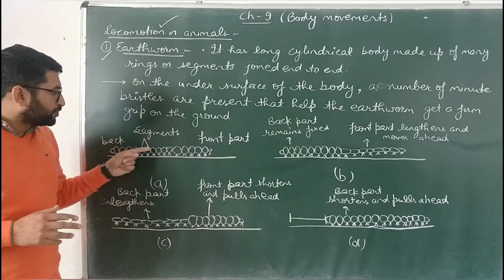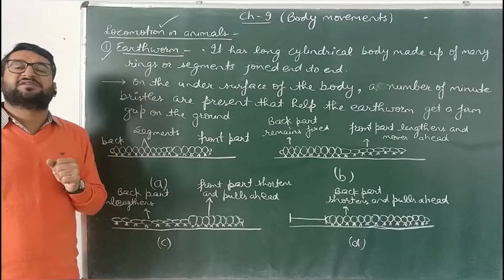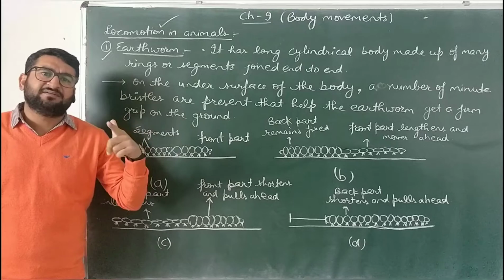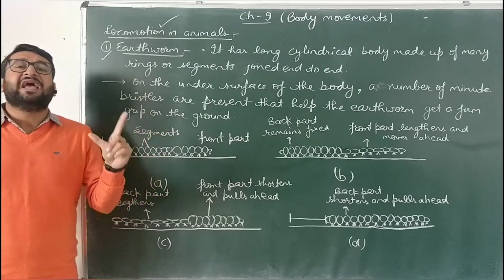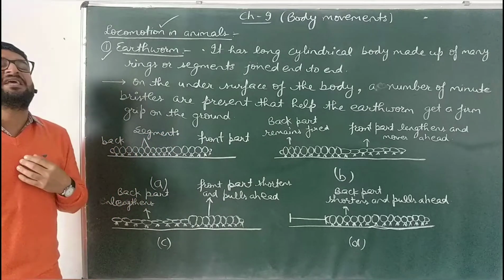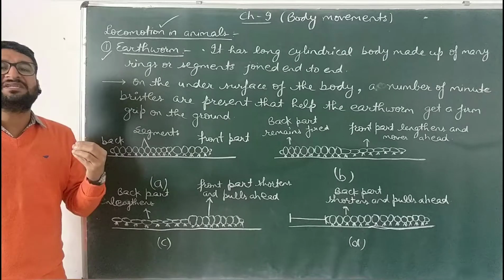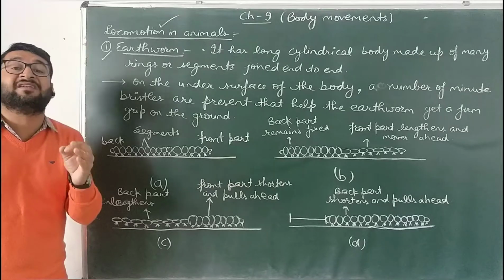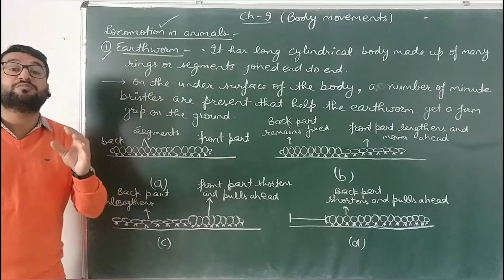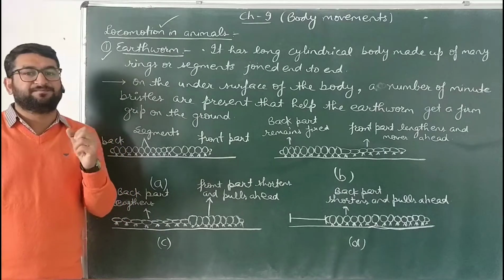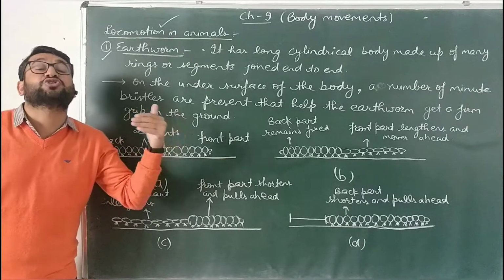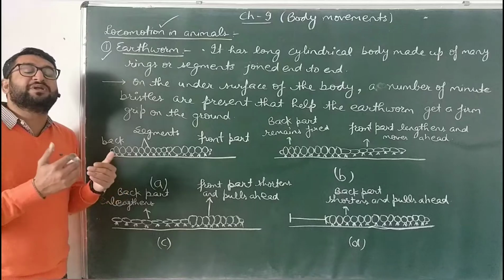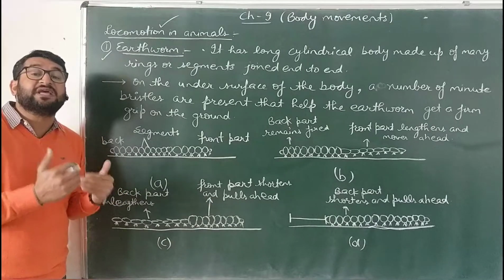There are 2 kinds of skeletal system: one is endoskeleton, another one is exoskeleton. We'll discuss that after the movement in earthworm. Endo means internal. The skeletal system which is present inside the body of an organism is known as endoskeleton. Endoskeleton forms the framework of an organism, whereas the other one is exoskeleton. Exo means external. It is the skeletal system which is present outside the body of an organism.